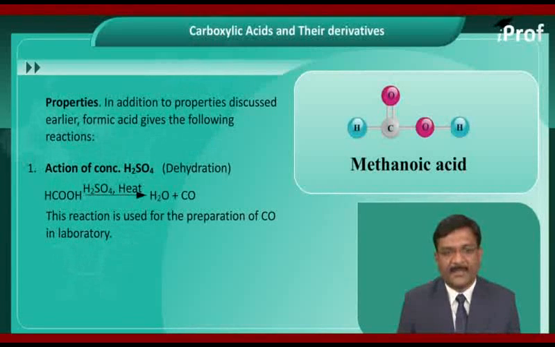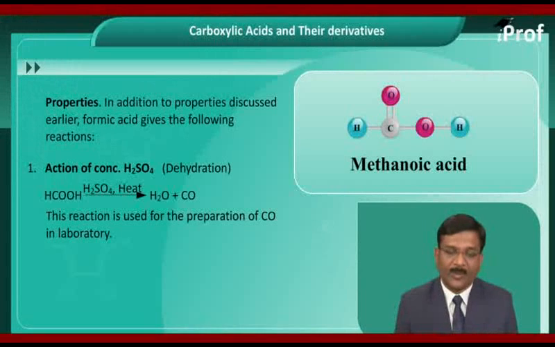The formic acid, when it reacts with concentrated sulfuric acid at some temperature, dehydrates to give carbon monoxide. This reaction is used to prepare carbon monoxide in the laboratory.